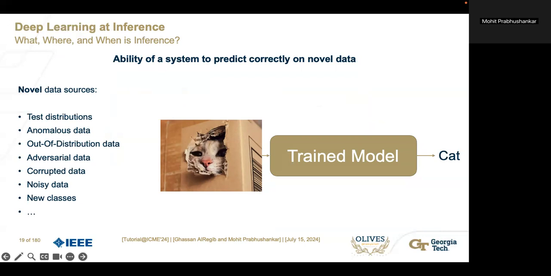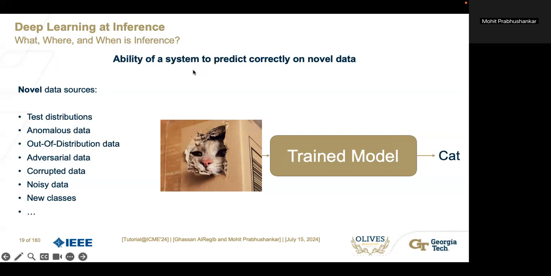In fact, we'll ask ourselves 3 questions: what, where, and when is inference? The statement comes from the famous Avengers movie. If you know it, then you know where the what, where, when comes from. So inference is essentially the ability of a system to predict correctly on novel data.